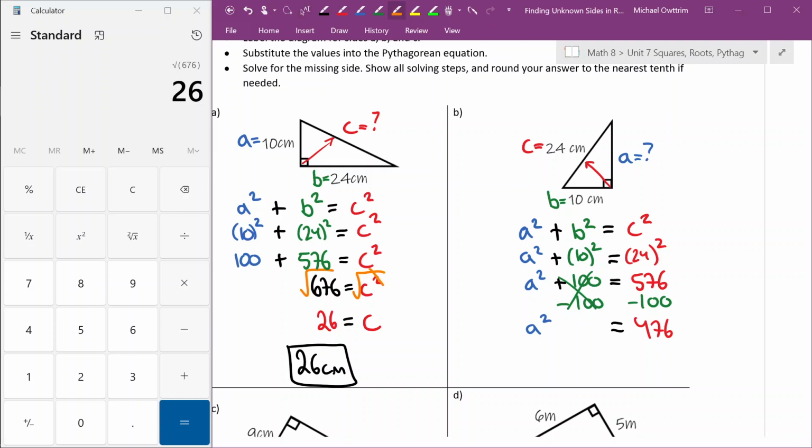Next thing to do is to cancel out that squared. Like in the last question, we're going to apply a square root to our a squared to cancel out the exponent. And what we do to one side, we have to do to the other. So we'll apply a square root to the other side as well.